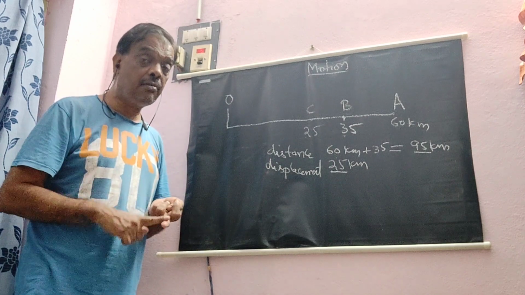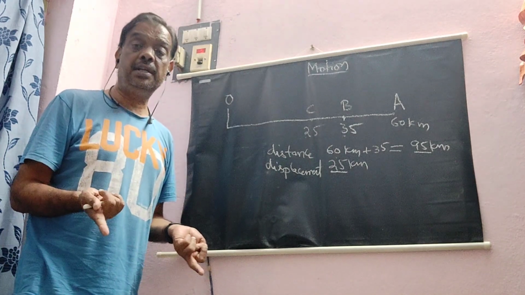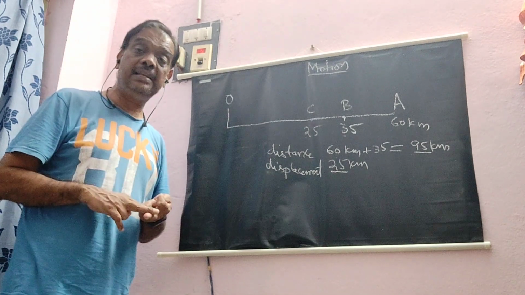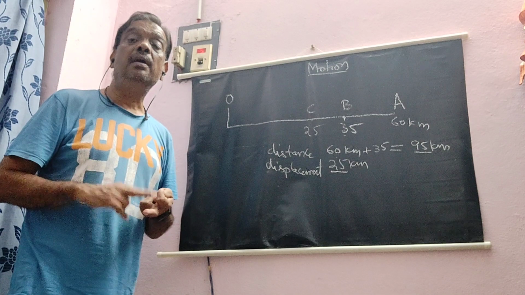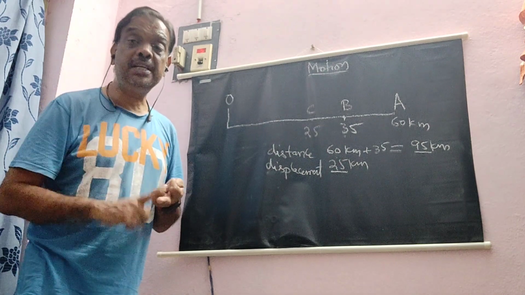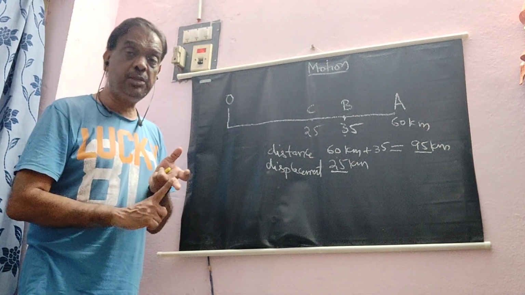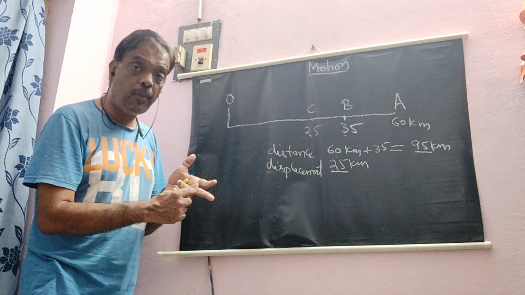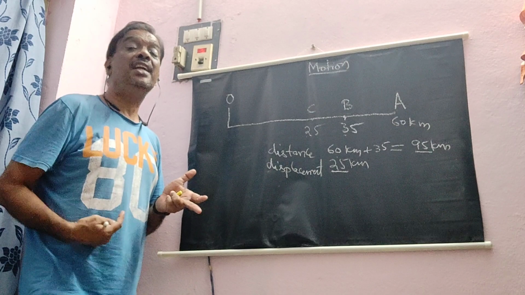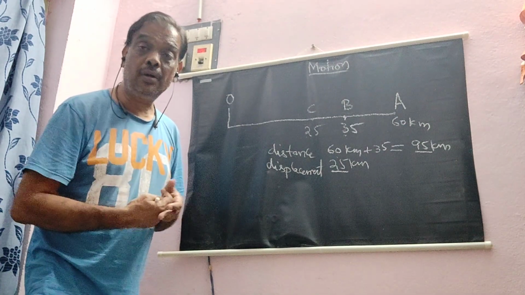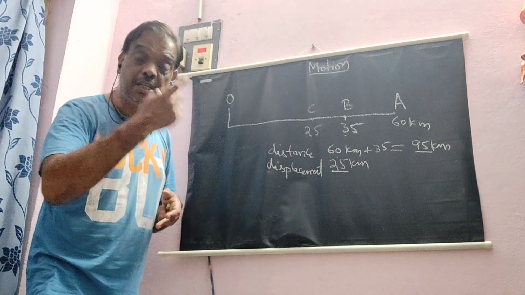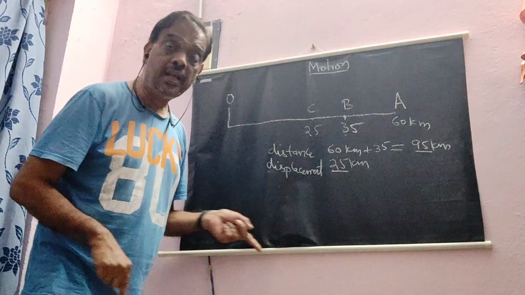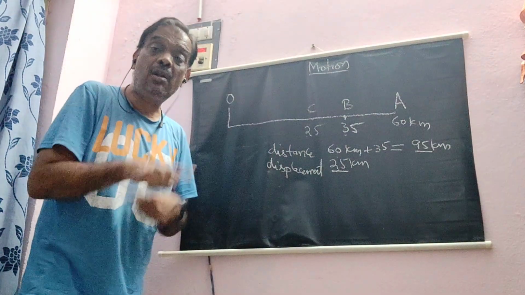Displacement is a vector quantity. What is a vector quantity? A physical quantity which has both magnitude and direction is called a vector quantity. Displacement is a vector quantity. Why? Because what is displacement? The shortest distance traveled by an object from the initial point to the final point in a definite direction is called displacement. That's why displacement comes under the domain of vector quantity, whereas distance is a scalar quantity.